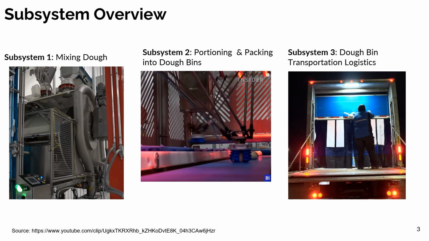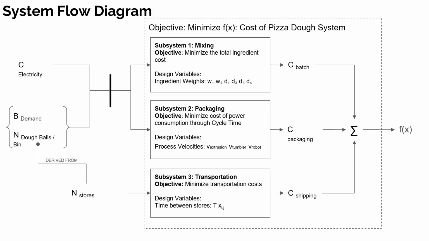Next, we have the dough bin transportation logistics. We can see a guy loading up the truck to be distributed to our restaurants. Next, we have the system flow diagram. The main thing here is that our number of stores is our lead blocker.